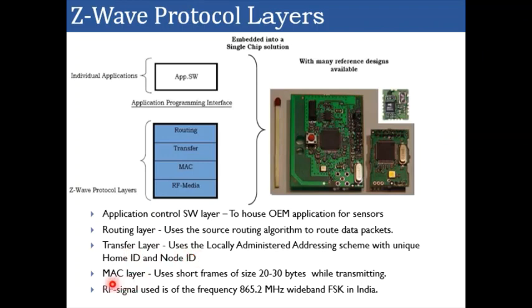the device identification. MAC layer will use short frame of size 20 to 30 bytes while transmitting the data. RF layer will use the RF signals of 865.2 megahertz wideband FSK in India. So in this protocol, the Z-Wave layers will have routing, transfer, MAC and RF, and application layer will be open to the various OEMs, that is original equipment manufacturers, who can build their applications for various data acquisition sensors.